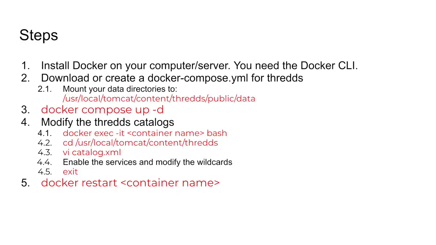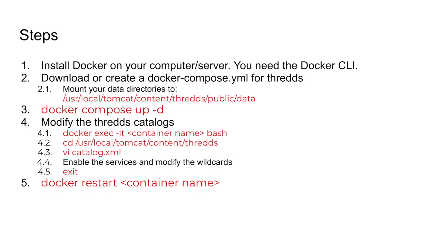So the steps to create a Docker container of THREDDS is first to install Docker. You'll need access to the command line interface. You can Google instructions on how to get that on your computer. Next is you will need to download or create a Docker Compose YAML file for THREDDS. There are examples of these online. I will provide one.